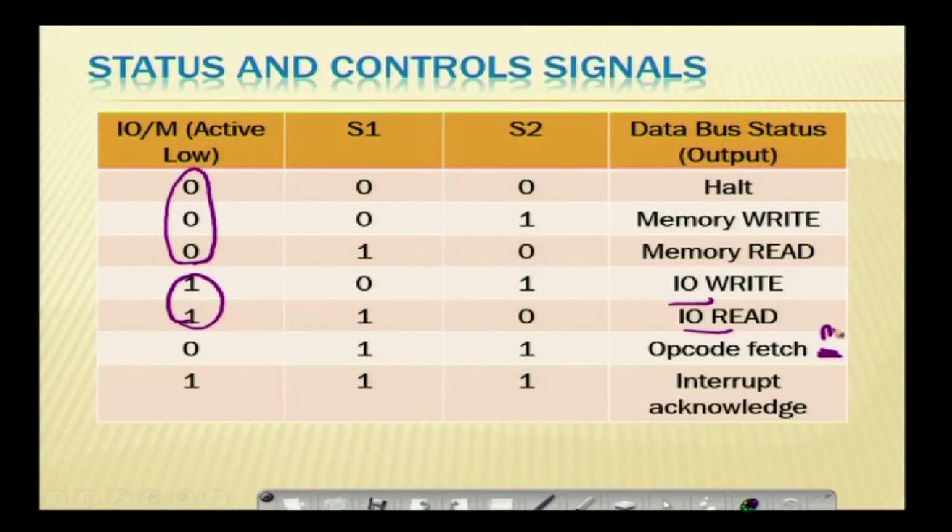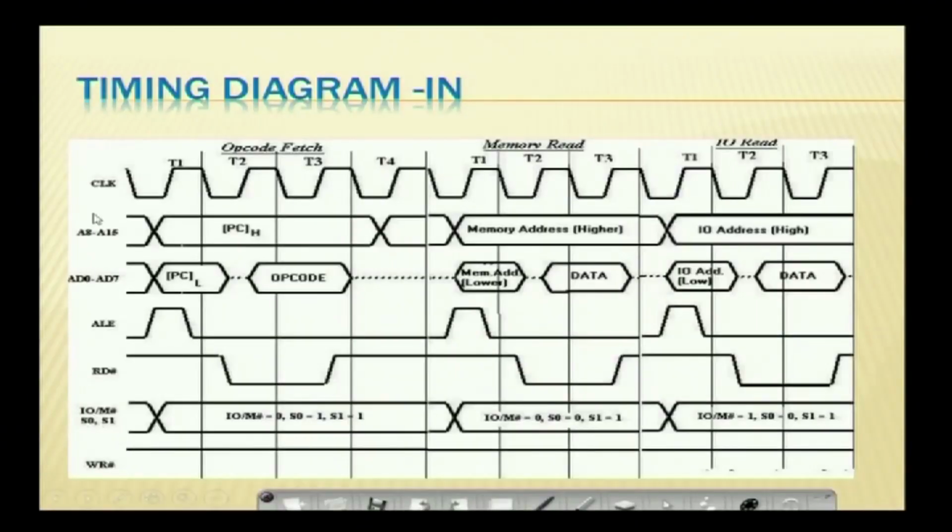This is an M1 cycle, always an M1 cycle. When all signals are 1, this is a halt instruction. So, based on the status signals, we have to draw the timing diagram. This is the timing diagram for the IN instruction. First, we have to draw the number of T states, T1, T2, T3, T4.